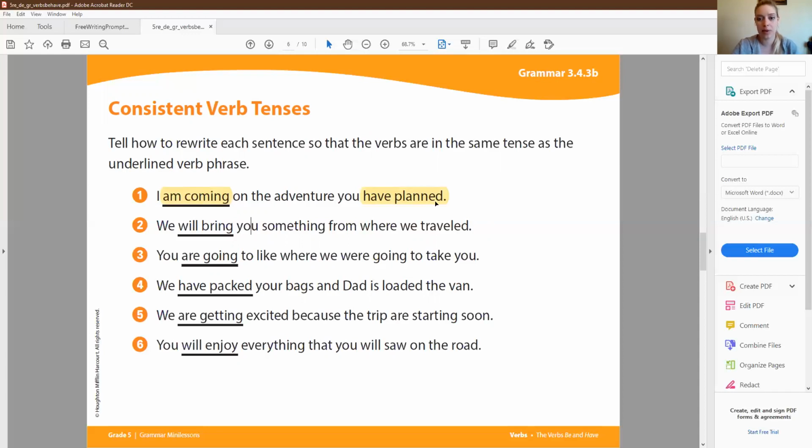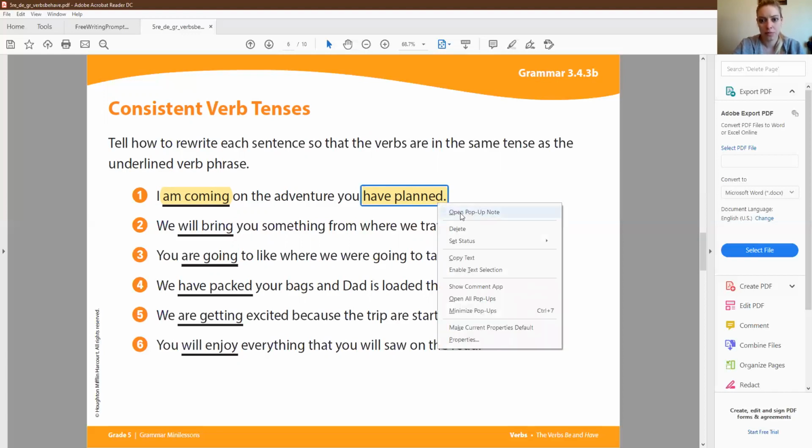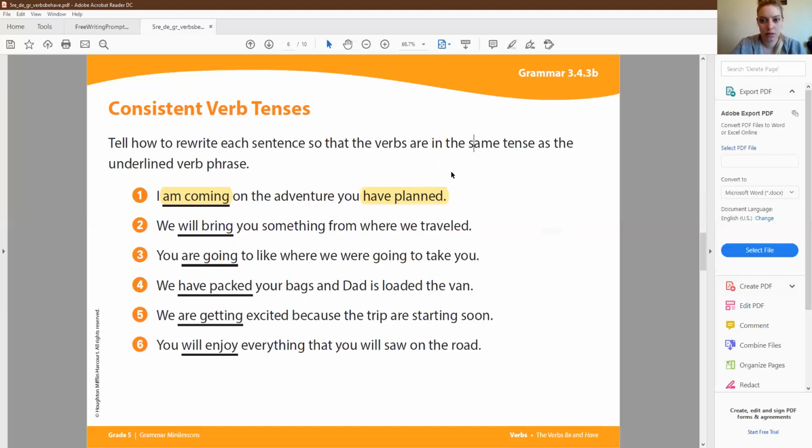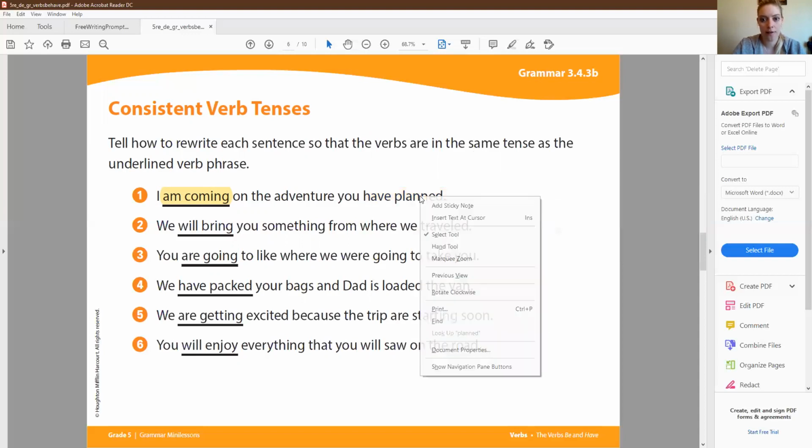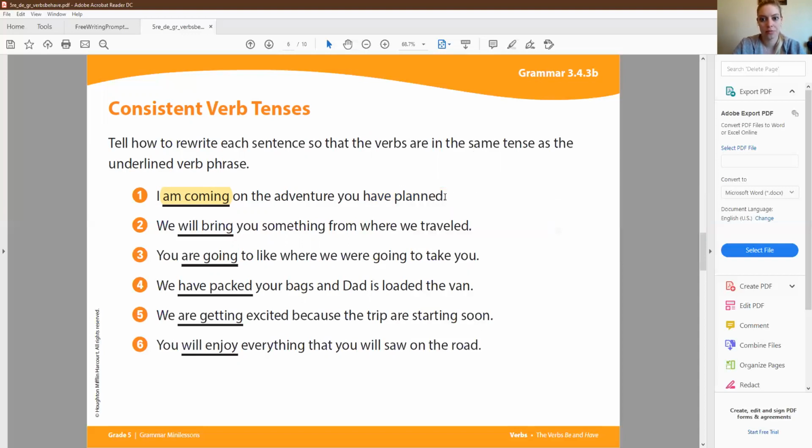So I'm going to see if it works here. What I'm going to do is rewrite this whole sentence to correct have planned. I know have planned is not correct, and I need to change it to that future tense. So I'm going to add, and here's where I'm going to change it. I'm going to rewrite that whole sentence.